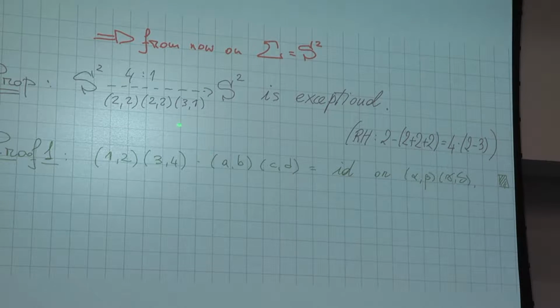Then if you want one branching point to have local degrees 2, 2 over it, you have to have a product of 2 transpositions, and the other one, again, a product of 2 transpositions. Up to renumbering 1 to d, it's 1, 2, 3, 4, and it's very easy to see that the product of these 2 things is either the identity or, again, 2, 2. It's never 1, 3. So this 1, 3 you cannot realize.